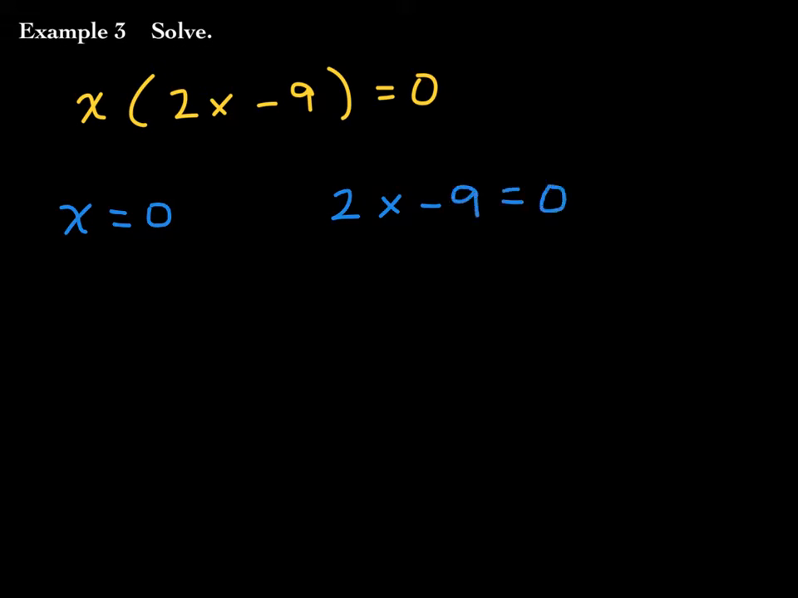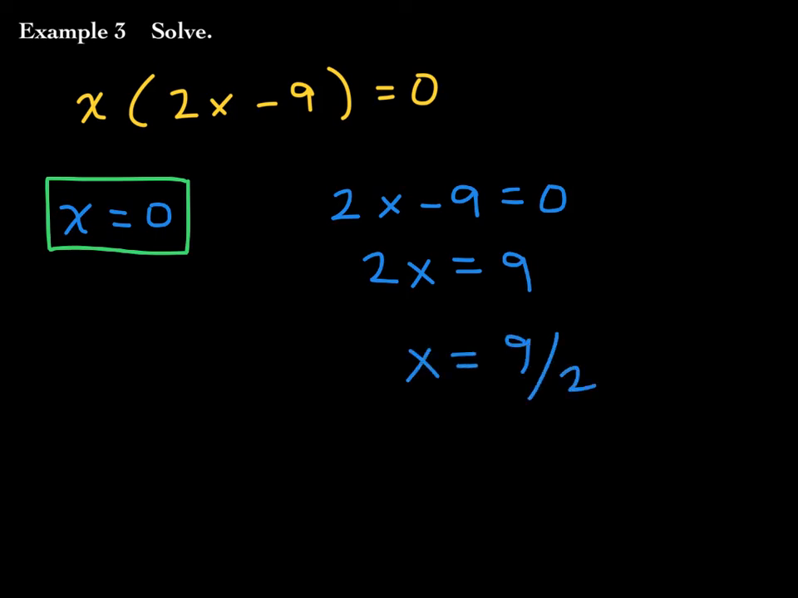Now, this one's already done, right? x is 0. But this one needs a little work. We need to add 9 to the right and then divide by 2. So this solution over here is 9/2. Either of these two solutions will satisfy this equation, and you can prove it. You can plug in x equal to 0 and show that you get 0 as a product. You can also plug in 9/2 and confirm that you get 0 as a product. You can always do that for all of these.